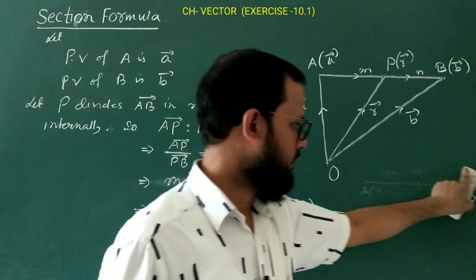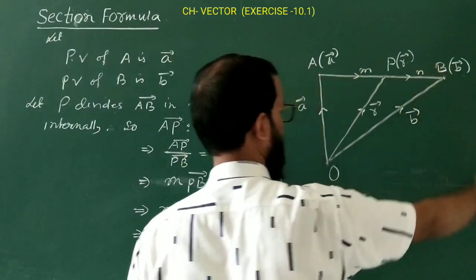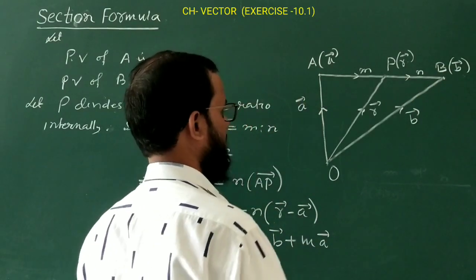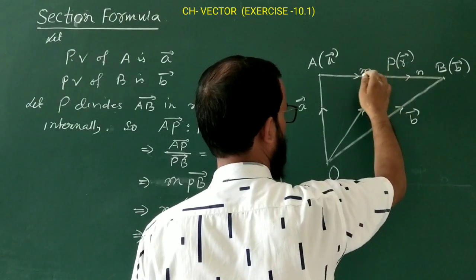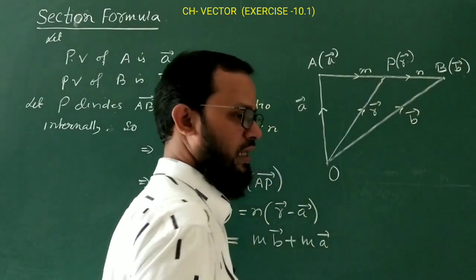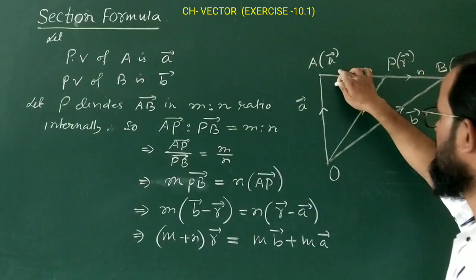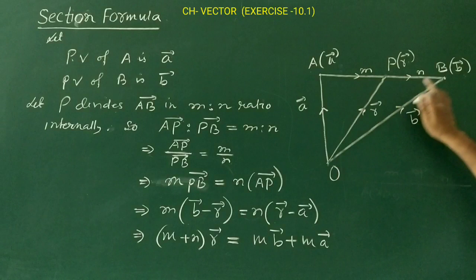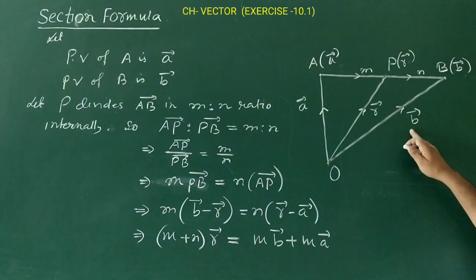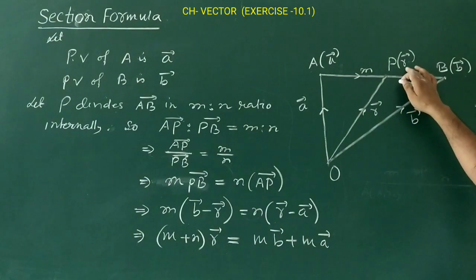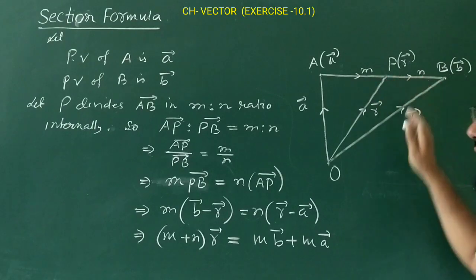Suppose this is your vector, AB is a vector. This vector is divided by the point P in the ratio m is to n internally. It is given that the position vector of A with respect to origin is a vector, and the position vector of B with respect to origin is b vector. We are going to find the position vector of P which divides the vector AB in the ratio m is to n internally.